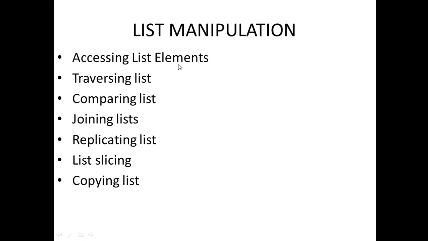to access the elements of the list individually, traversing list, comparing list, how the two lists will be compared and what it will return, joining two lists, replicating list, slicing and copying list. So we will start with the first topic, which is accessing list elements.